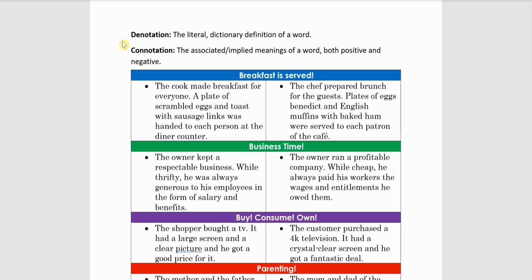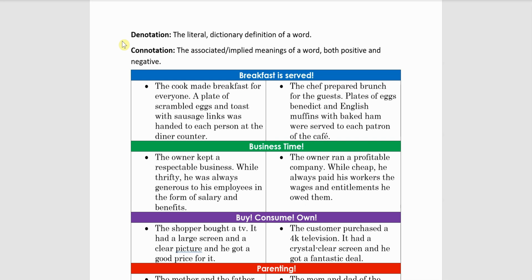When we talk about denotation, it's the literal dictionary definition of a word. It's if you look the word up right now in the dictionary, what would you find? It is this literal definition. Nothing more than that. Connotation is a bit more tricky though. Connotation is the associated or implied meanings that go with a word, and these can be both positive and negative.